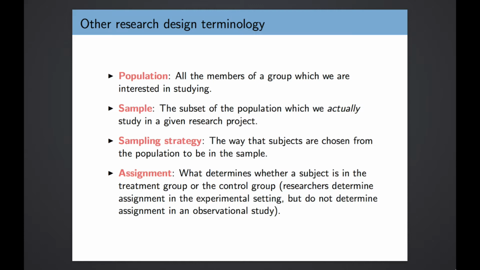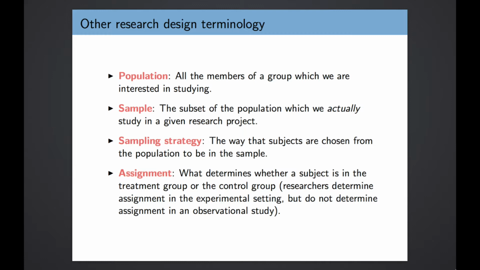An assignment is what determines whether a subject in my sample is getting a treatment or whether that subject is in a control group. In the experimental setting, the researcher determines who is in the treatment group and who's in the control group, and the researcher can do things like randomize who's in the treatment group and who's in the control group. In an observational study, the researcher doesn't get to determine assignment. So think back to the childhood leukemia study that we were talking about earlier in this video. In that case, the researcher wasn't able to assign who was living in neighborhoods that were near lots of power lines and who was not.